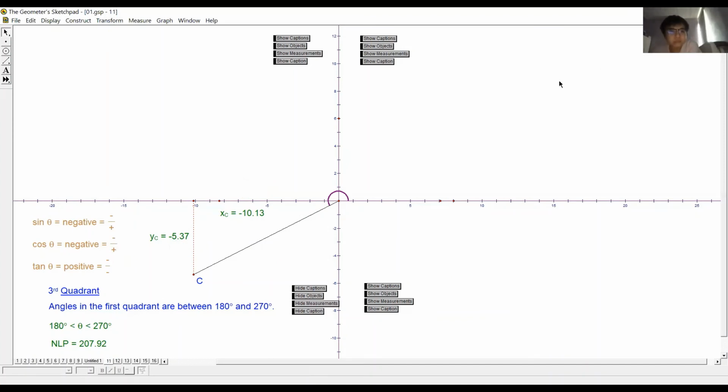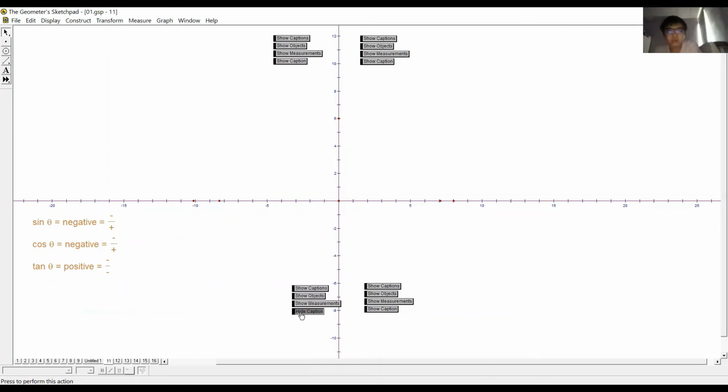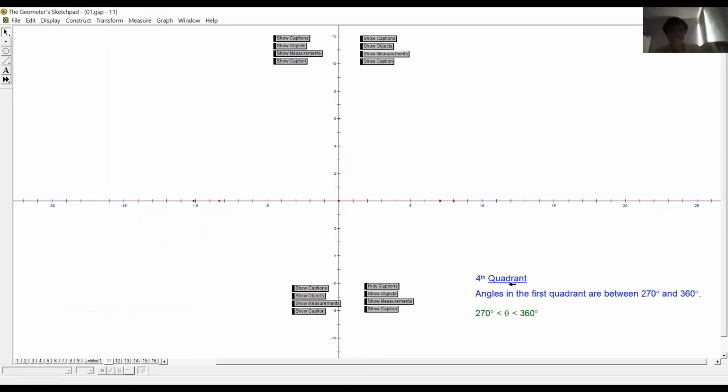Okay, we look at the last quadrant, the fourth quadrant. I hide all this so that you won't get confused. We take one example of an angle in the fourth quadrant. Now in the fourth quadrant, the size of the angle is between 270 degrees and 360 degrees. So this line is 360, this line is 270. So all the angles here are between 270 and 360.